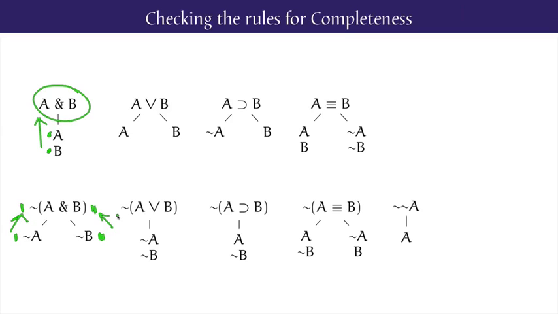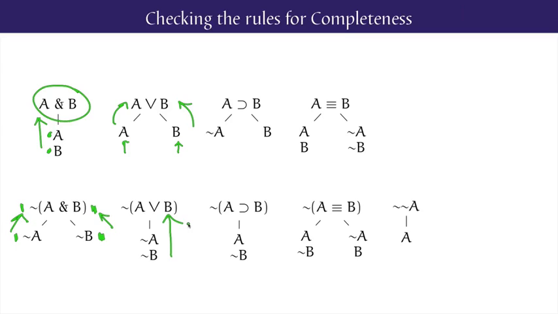So I'll quickly work through the other examples to check that they work. If I'm in the left branch here for a disjunction, if A is true, then indeed A or B has to be true in that interpretation. Remember, disjunction is inclusive. Similarly, if I'm in the right branch, if B is true, then A or B is true. On the other hand, if A and B are false, if their negations not A and not B are true, then indeed the disjunction A or B is also false.